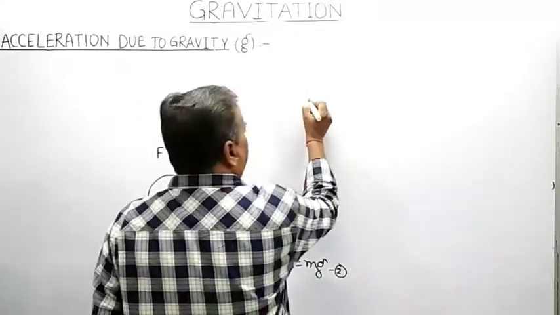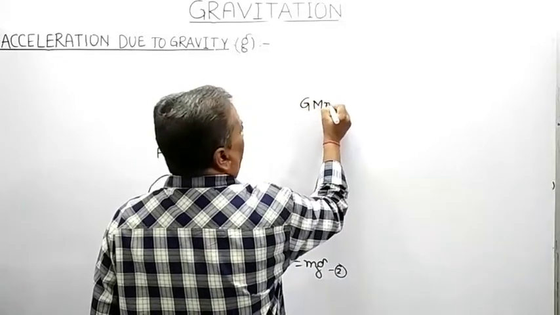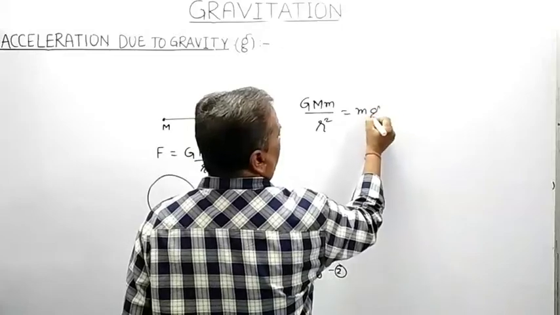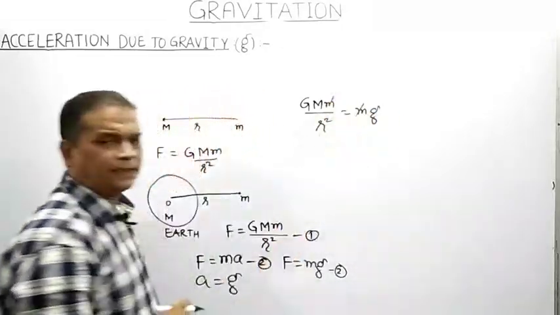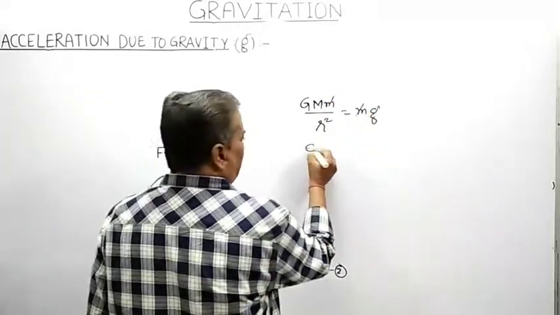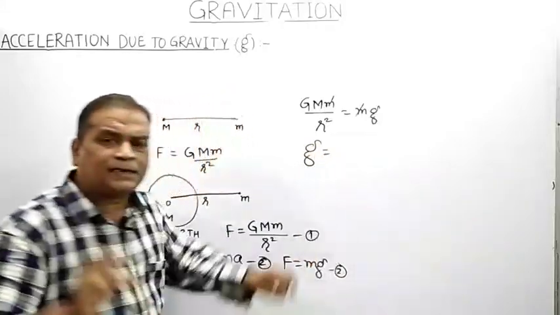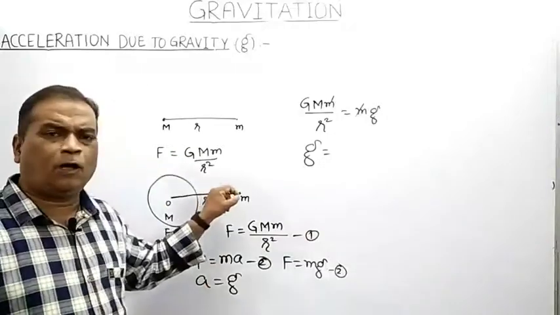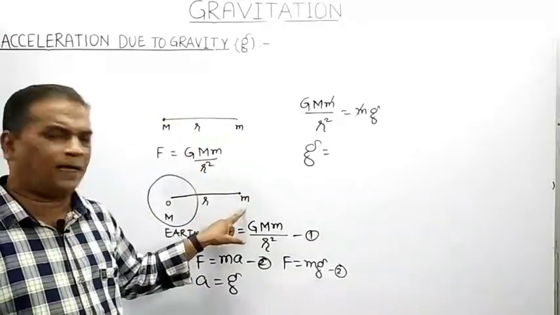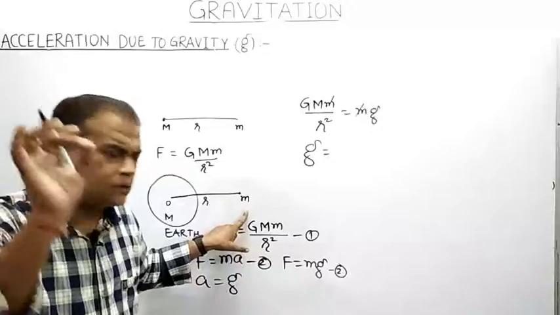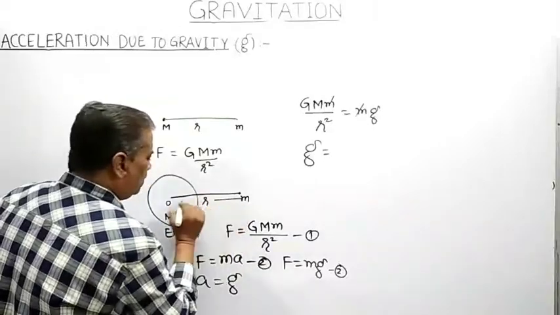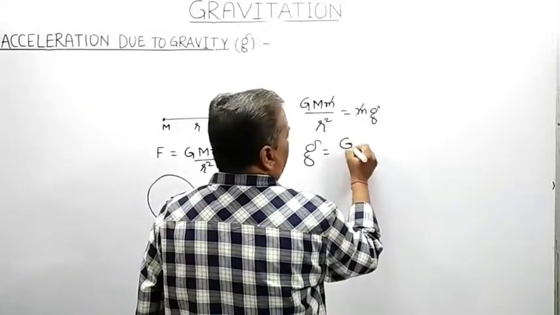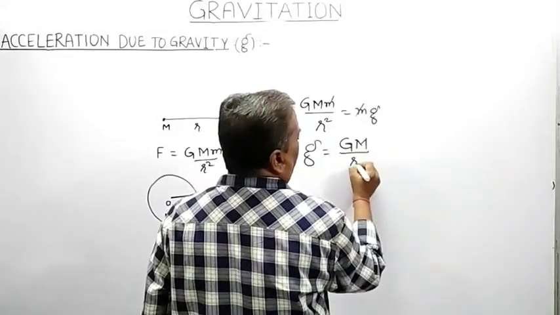Means we can equate their right hand side. So GMm upon r square is equal to m into g. This small m on two sides gets cancelled. So we will have an expression that acceleration due to gravity, which is acting on a point particle of mass small m, situated at a distance r from the center of the earth, is g equal to GM divided by r square.